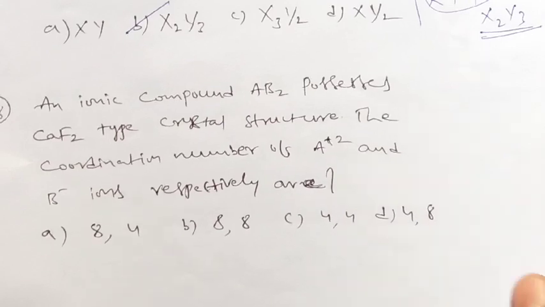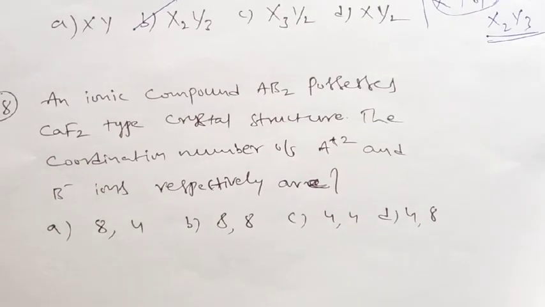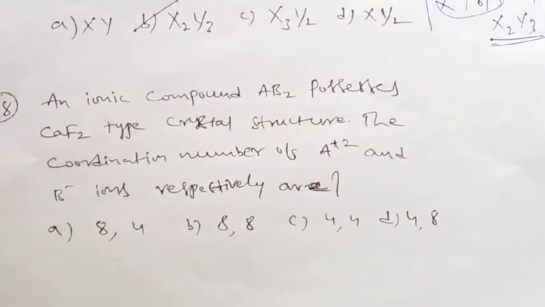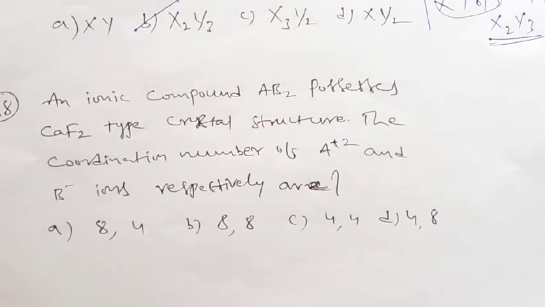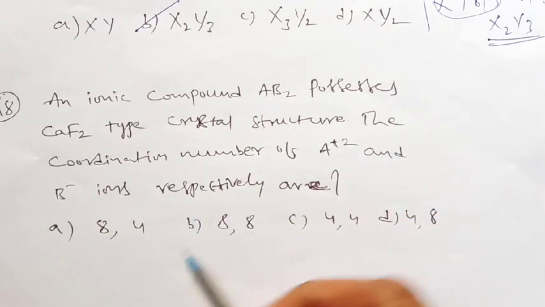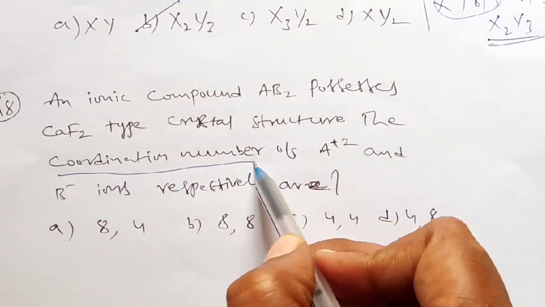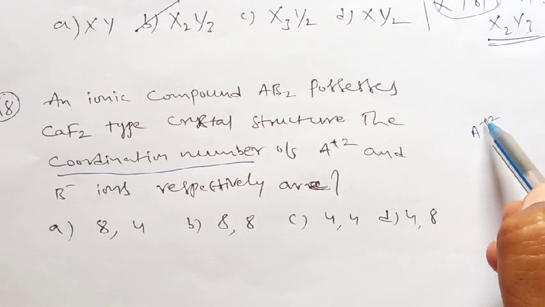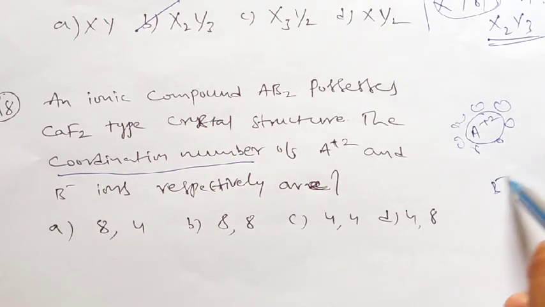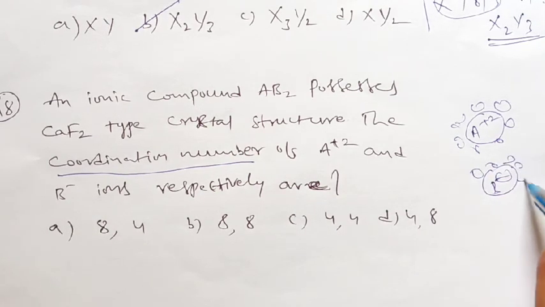Next, look at the next question. This is also one of the important models. An ionic compound AB2 possesses CaF2 type structure. CaF2 is nothing but the fluorite structure. You know that CaF2. What are the coordination numbers of A2+ and B- ions respectively? Coordination number is nothing but this: the A2+ cation is surrounded by how many anions? Similarly, the B- anion is surrounded by how many cations? That is the coordination number: how many opposite ions are in contact with it.